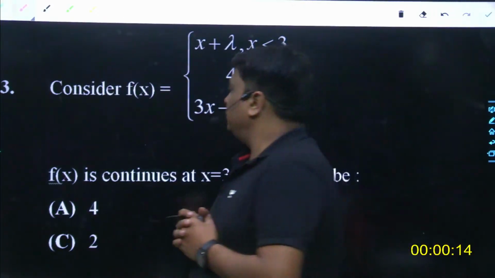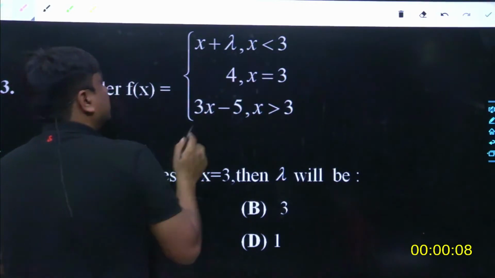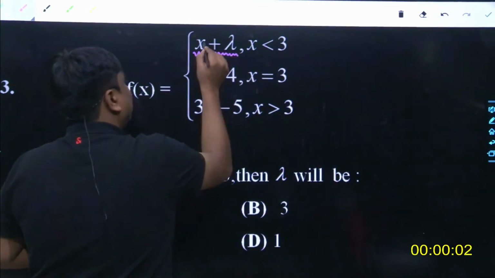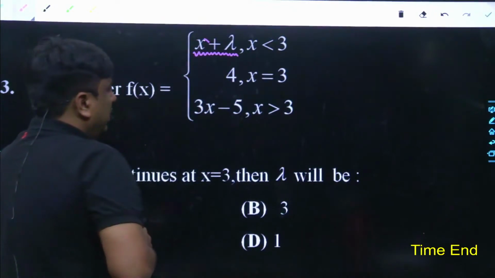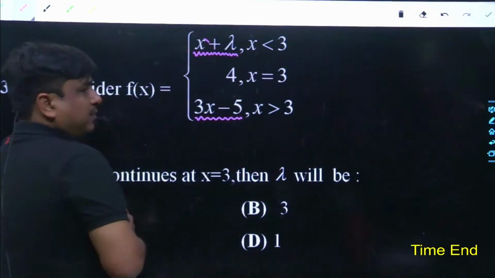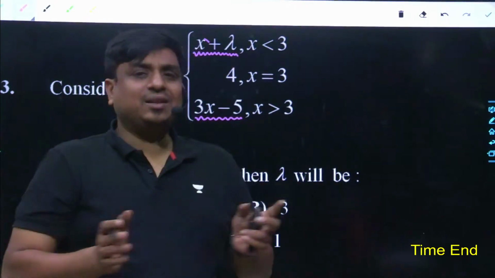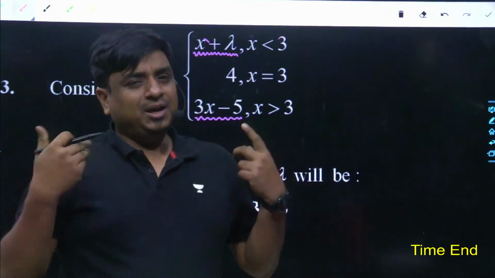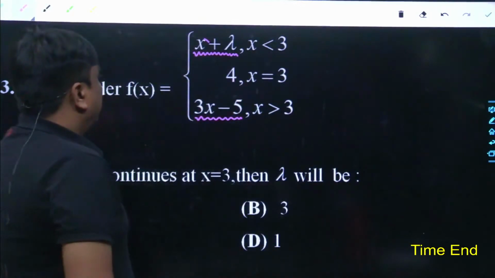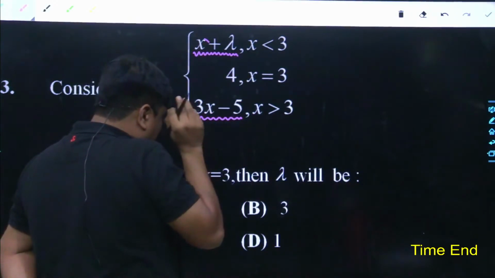My dear friend, if you focus on the 3 different functions given along with this problem, x plus lambda is a linear polynomial, a polynomial with first degree. And the same goes with 3x minus 5. Again, it is a linear polynomial of the first degree. As seen earlier, any polynomial would be differentiable in the entire region of x. No doubt about the differentiability, continuity and the existence of the limit. It would pass all 3 tests. But as the changeover takes place at x equals 3, definitely x equals 3 is going to be my area of concern.